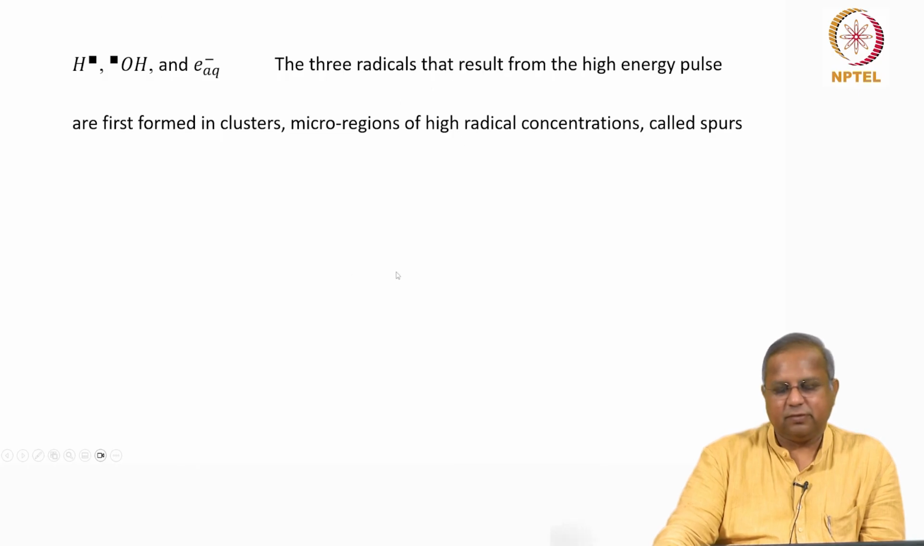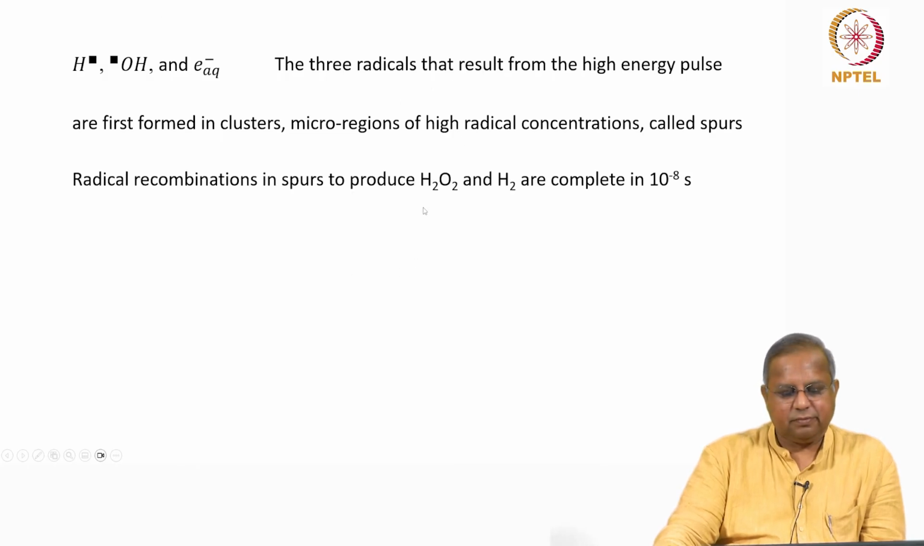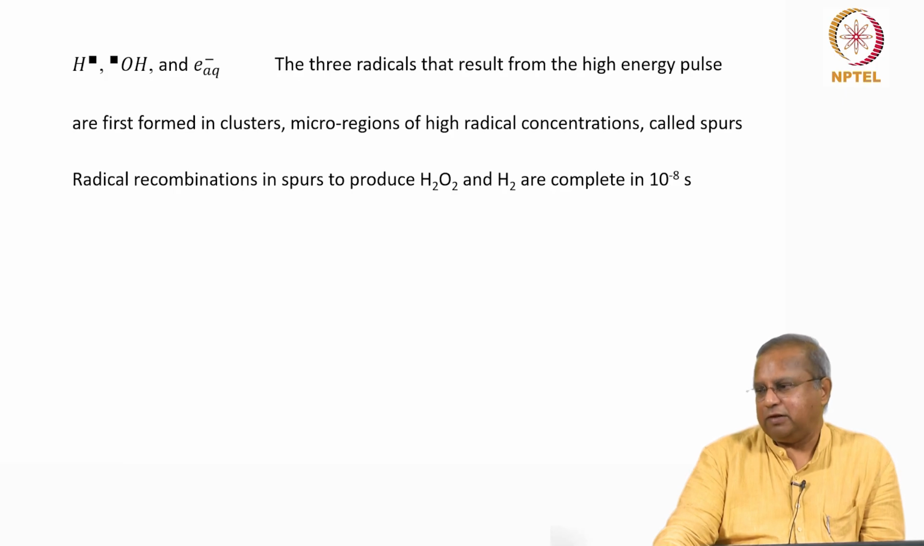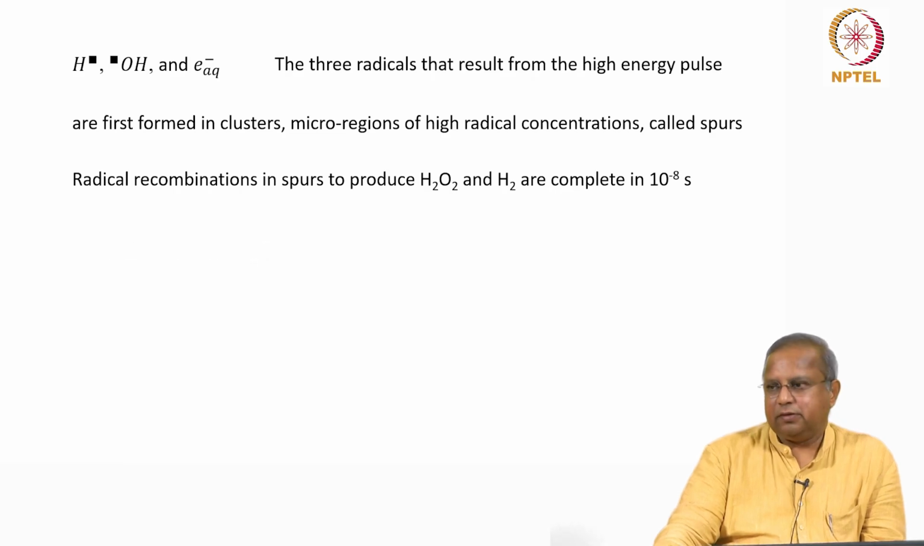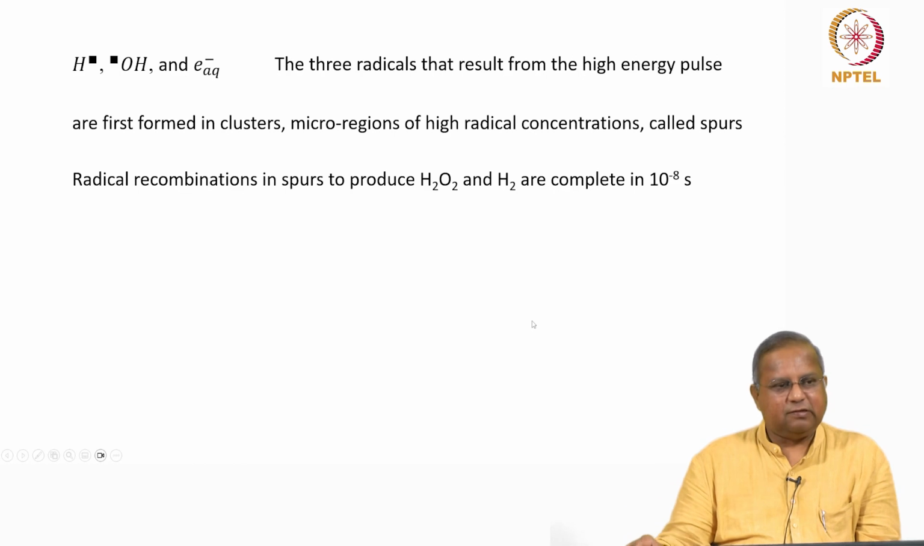So, these form there, and of course, they are all radicals, so they are going to combine with each other. Radical recombinations in spurs of course occur to produce hydrogen peroxide and hydrogen, and all this is complete in 10 power minus 8 seconds after the initial high energy pulse is given. Okay. So, these are the various processes that happen.